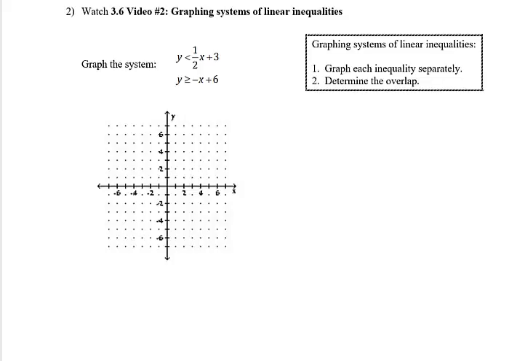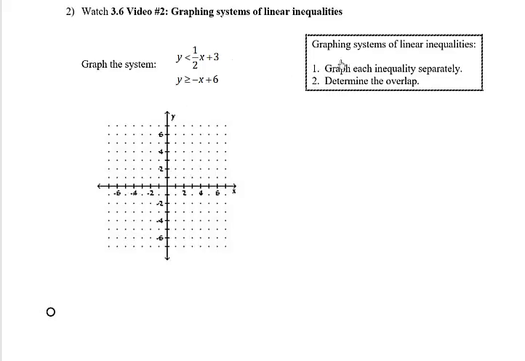This is video number 2 for section 3.6 on graphing systems of linear inequalities. This is very, very similar to what we were just doing. It's just now we have a system of these things, meaning we have more than one. Well, just like earlier in chapter 3, the solution to a system simply means all of the xy pairs that work in both. So we just need to figure out what are the xy pairs that are going to work in the first one and the second one.